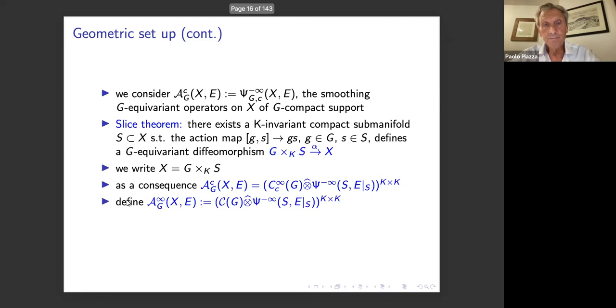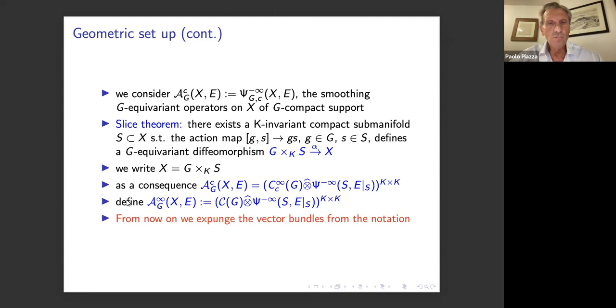And now we enlarge these smoothing operators of G-compact support by replacing the functions on G of compact support with the Harish-Chandra algebra. There are many different characterizations of these algebras, but I will not get into that. For simplicity, from now on, I will not write vector bundles in the notation.